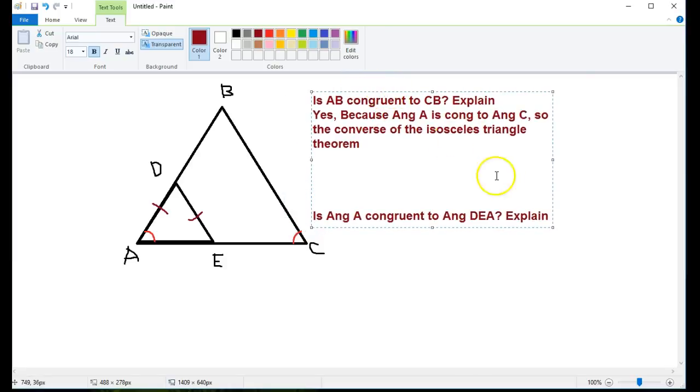So the theorem we had before was called the isosceles triangle theorem, and this would just be the converse of that.